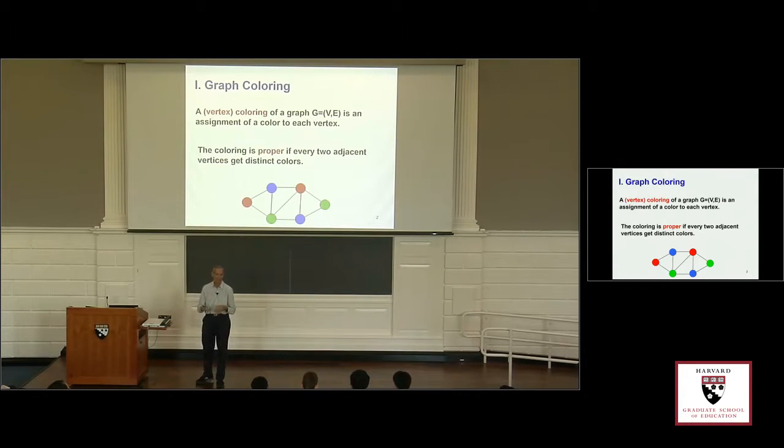And the vertex coloring of a graph is just an assignment of colors to the vertices of the graph. And it is called proper if adjacent vertices get distinct colors. So what you see here is a proper coloring of the graph here. Every pair of adjacent vertices get distinct colors.